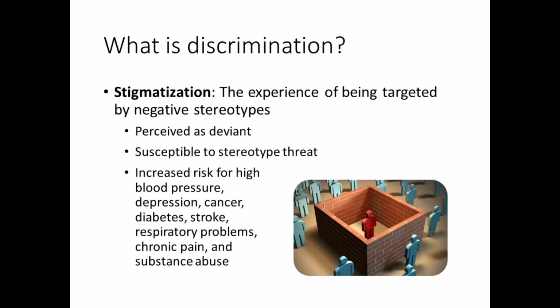Because social psychologists are interested in the individual's experience of social situations, they are especially focused on studying stigmatization, or the experience of being targeted by negative stereotypes. People who are stigmatized are perceived to be deviant and undervalued in society, simply because of their membership in a social group. They are especially susceptible to stereotype threat, which you'll learn more about later in this lecture. The results of countless studies suggest that stigmatized individuals are at an increased risk for a number of unfortunate outcomes, like high blood pressure, depression, cancer, diabetes, stroke, respiratory problems, chronic pain, and substance abuse.